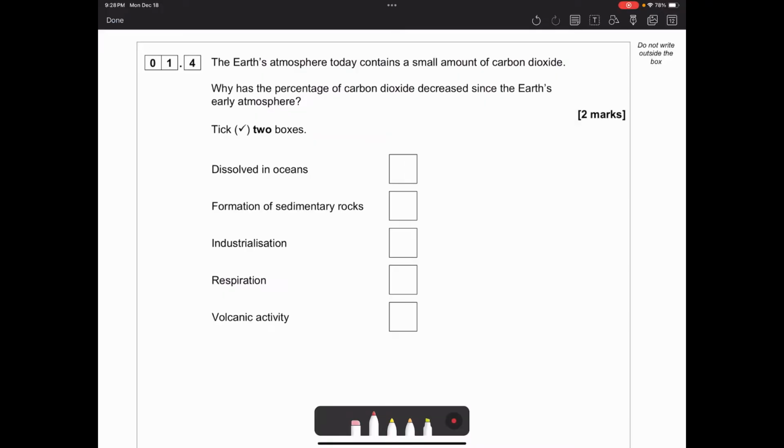The Earth's atmosphere today contains a small amount of carbon dioxide. Why has the percentage of carbon dioxide decreased since the Earth's early atmosphere? So basically, where's all that carbon dioxide gone? Well, it's actually the first 2 boxes. It's dissolved in oceans and used in formation of sedimentary rocks, like calcium carbonate. Industrialisation would have released more CO2, respiration releases CO2, and volcanoes release CO2. So that would have actually caused it to go up, but the top 2 have caused the amount of CO2 to go down.